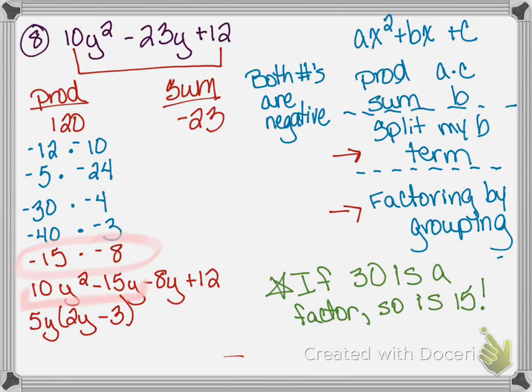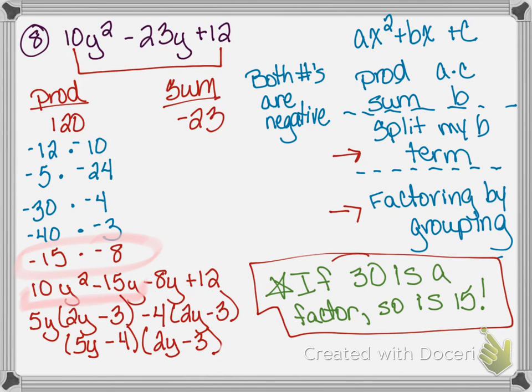Okay, what comes out of my next two terms? Not just 4, but negative 4. Okay, and then I've got 2y minus 3. So my final answer here is 5y minus 4 times 2y minus 3. Okay? So the problem here, and where students get confused, is trying to list all the different products. So remember, this is going to come in handy. If 30 is a factor, so is 15.